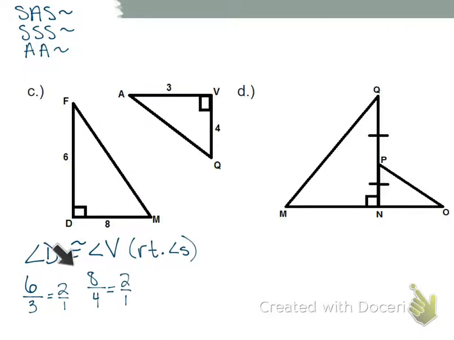So the fact that we have a pair of congruent angles and the sides around them are proportional, then yes, we could say that side, angle, side similarity worked there. The last thing would be to state our triangles. Okay, first one you name however you want. So FDM is similar to AVQ. Okay, if you named your first triangle FDM, you have to name the second one AVQ. If you switched up the order of the FDM, then yes, the AVQ would switch up as well.